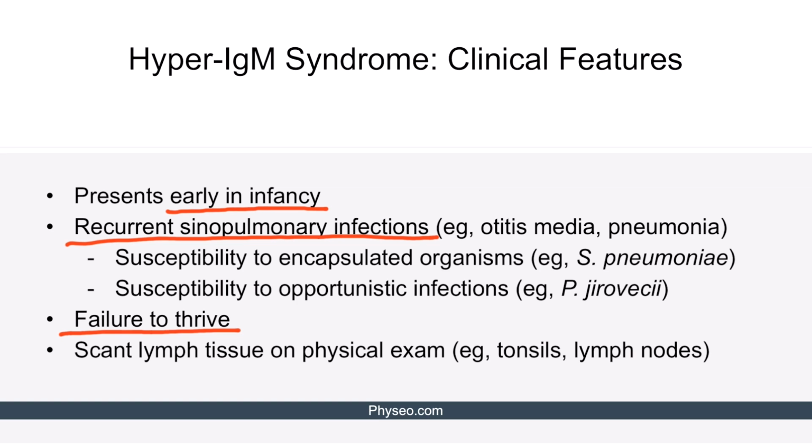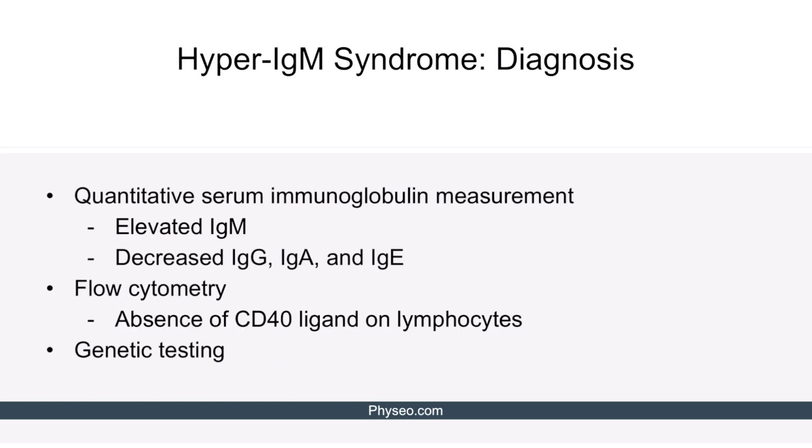Lastly, patients with Hyper-IgM syndrome also have scant or even absent lymph tissue on physical exam, meaning that these patients may have absent tonsils or lymph nodes. The diagnosis is usually first suggested by quantitative serum immunoglobulin measurement. As the name of the disorder suggests, it will reveal elevated levels of IgM and decreased levels of IgG, IgA, and IgE. Clinicians may then order flow cytometry, which will reveal an absence of CD40 ligand on lymphocytes. Finally, clinicians may rely on genetic testing to definitively establish a diagnosis of Hyper-IgM syndrome.